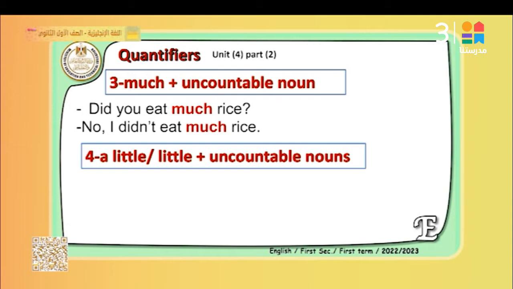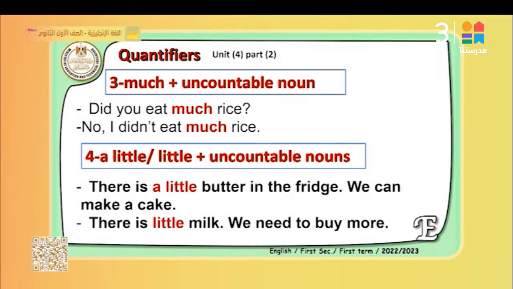What about the words a little and little? The word a little means small quantity and it will be enough. But little means it's not enough again. So there is little butter in the fridge. When I say there is a little, it means it's a small quantity, but it will be enough. We can make a cake with this quantity. But what about there is little milk? There is little milk means it's too small and it will not be enough. We need to buy more. So again, we use much and little with uncountable nouns.